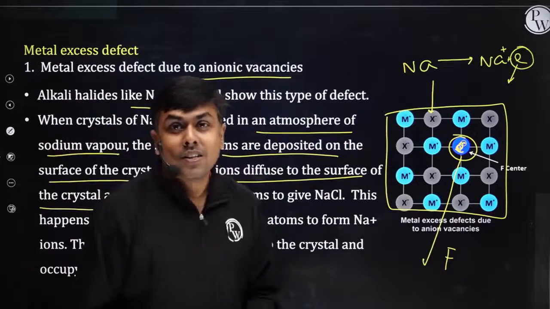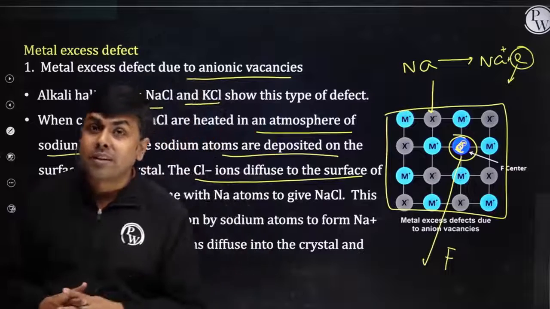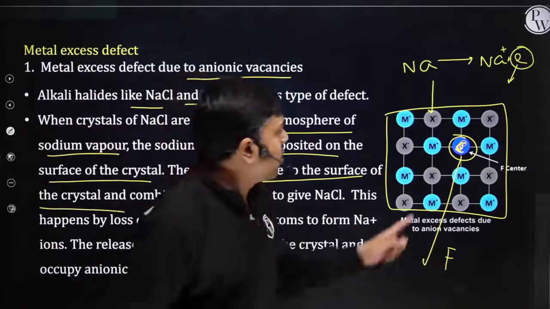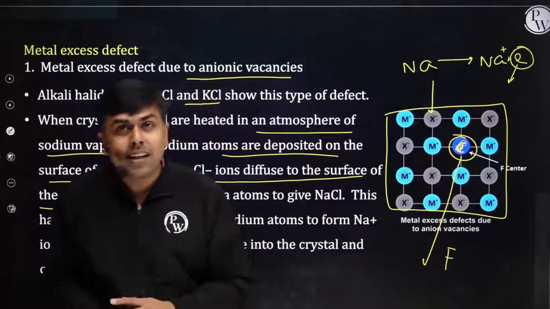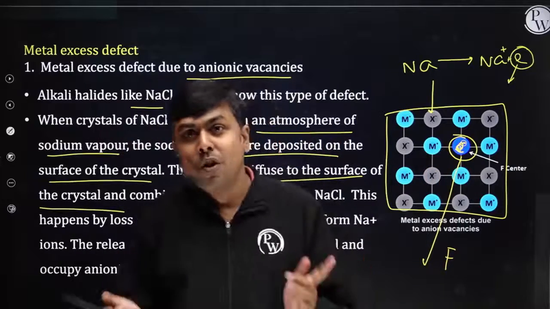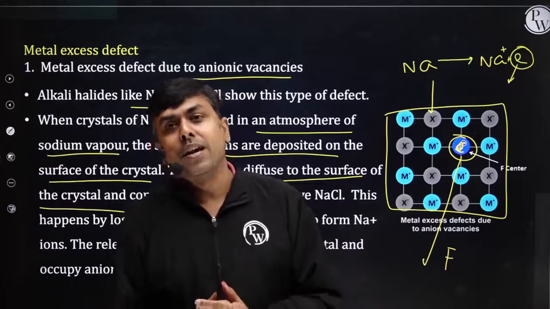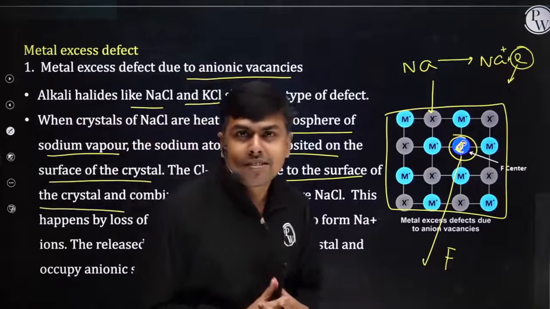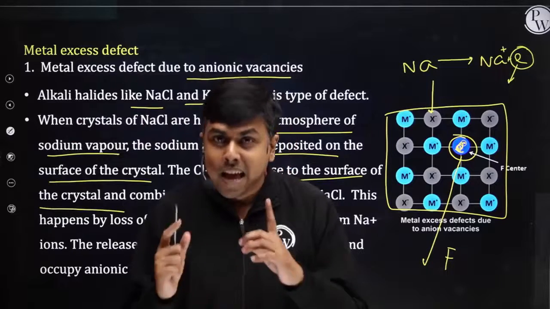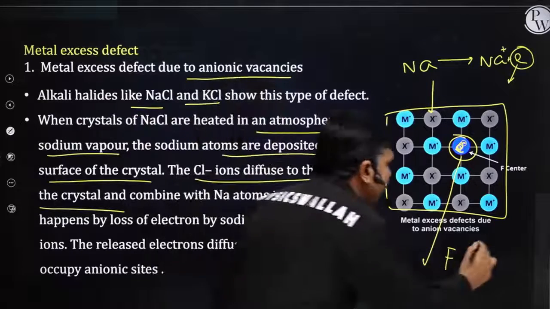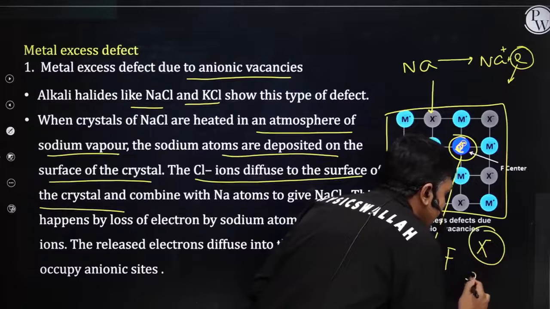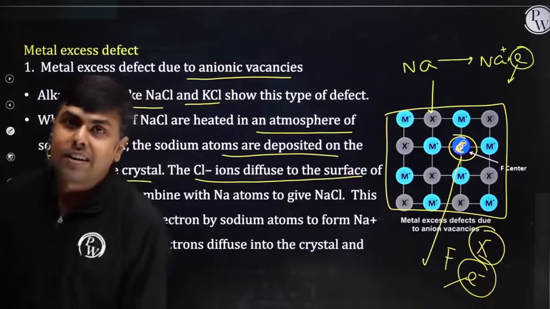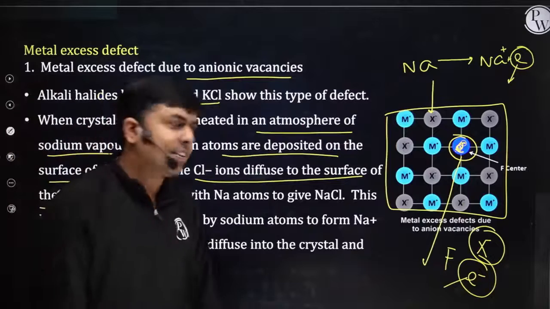Am I clear? Students, such type of defects imparts coloration property. Why? Because of the presence of these electrons. These electrons are unpaired electrons, which give paramagnetic behavior, and because of paramagnetic behavior, it imparts coloration. Am I clear? F center, simple: this X⁻ is replaced by electrons. So this particular site will be referred to as F center or Farbe center.